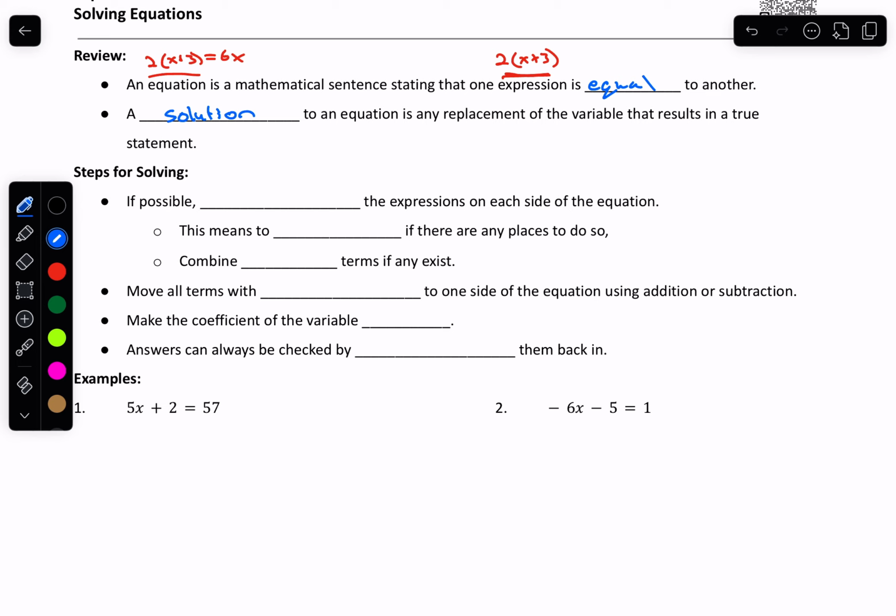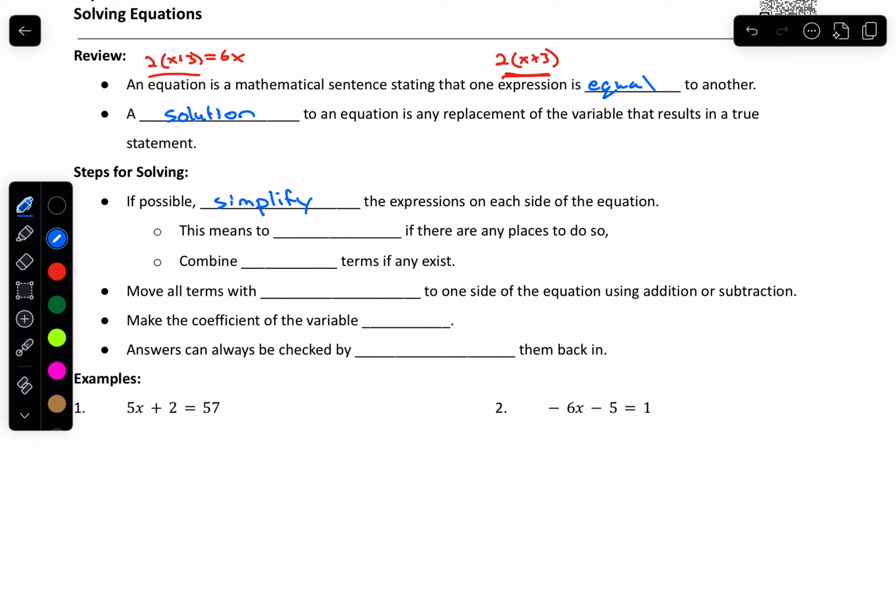So when we solve an equation, what we are solving for is the value of a variable that makes the equation true when we plug it back in. So now, steps for solving an equation. If possible, we want to simplify both sides of the equation. So if possible, simplify the expressions on each side of that equation.